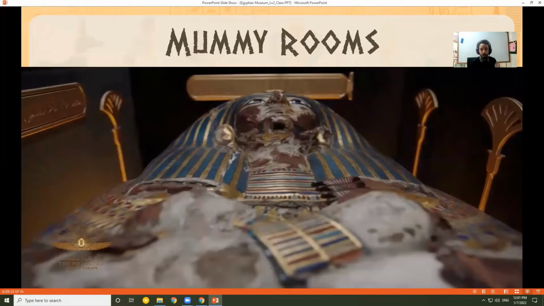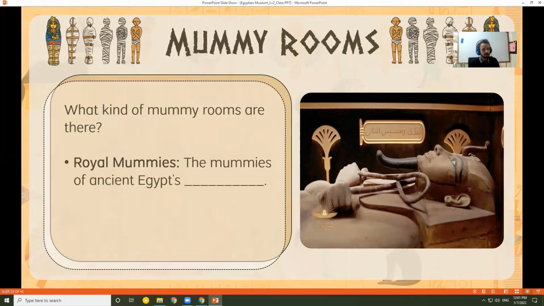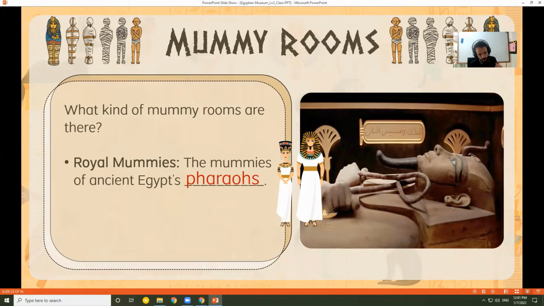And now let's take a look at mummy rooms. The mummies are one of the coolest parts of this museum. All right, so what kind of mummy rooms are there? There are royal mummies, the mummies of ancient Egypt. What do we call those? Egyptian rulers, pharaohs. So we can see their mummies.